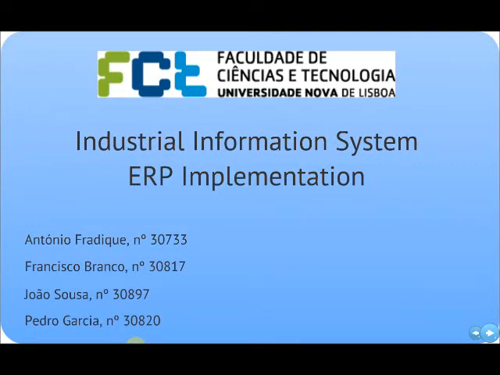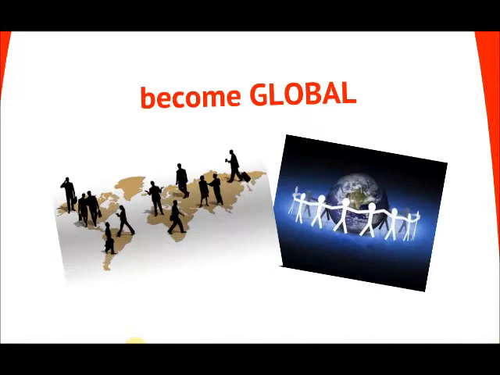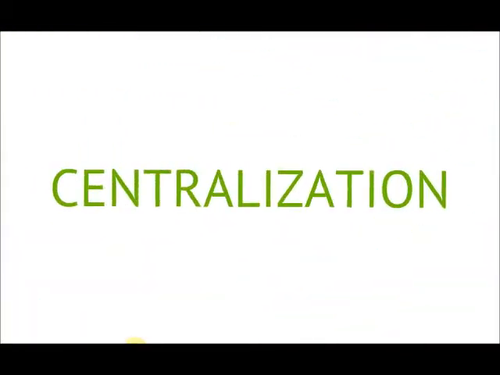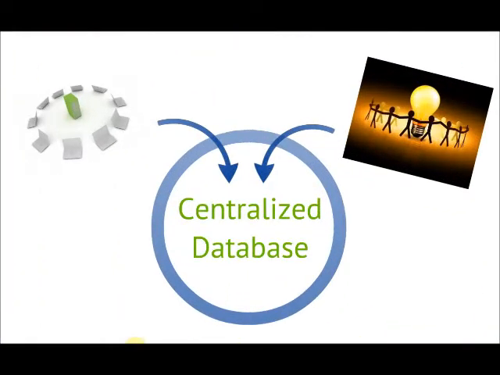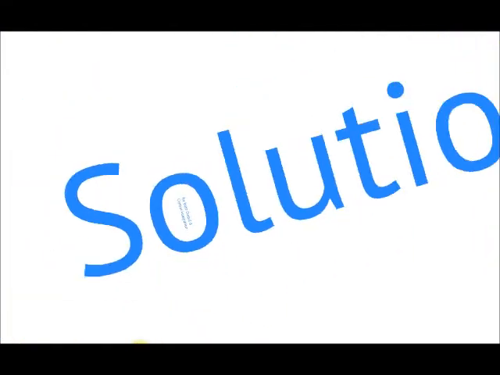At the Industrial Information Systems course from Faculdade de Ciências e Tecnologias da Universidade Nova de Lisboa, the implementation of an ERP system in a company was proposed. Become global through centralization. Become global, as these two images represent, is joining people around the globe. Centralization is, in another way, gathering information and knowledge into a centralized database. For a global and central integration, one good solution is to implement an ERP system, an enterprise resource planning.